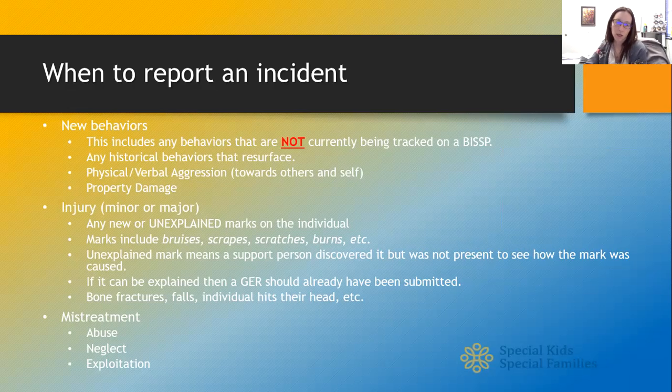Mistreatment needs to be reported immediately. This is going to include abuse, neglect, and exploitation, whether it be for the individuals in your care or another individual, an at-risk adult. If you feel that they're being mistreated, it is your responsibility to report that.